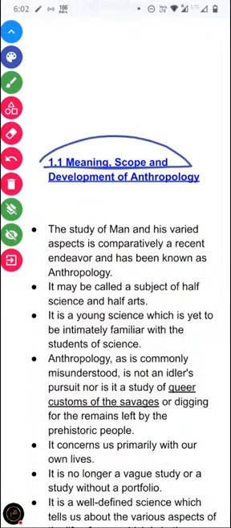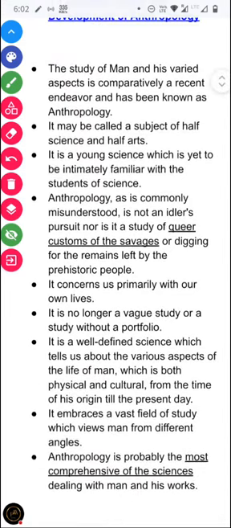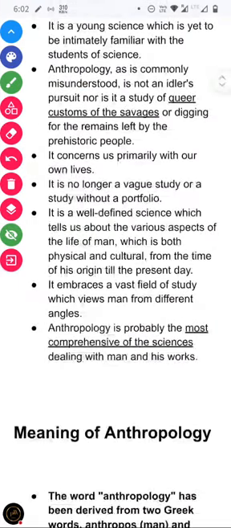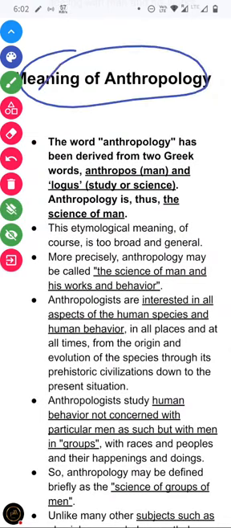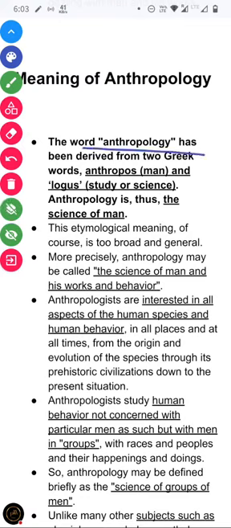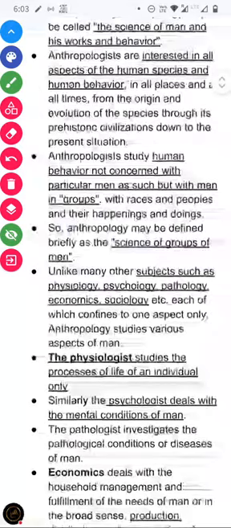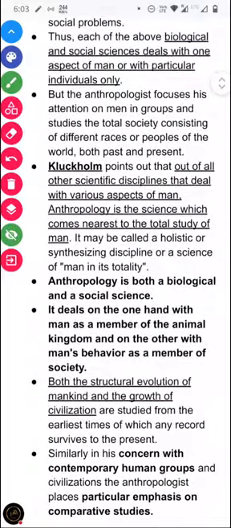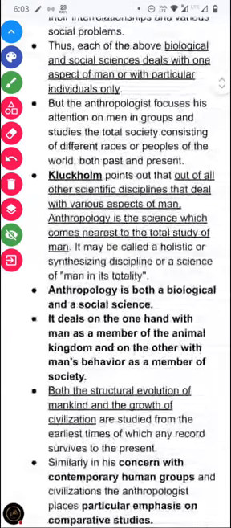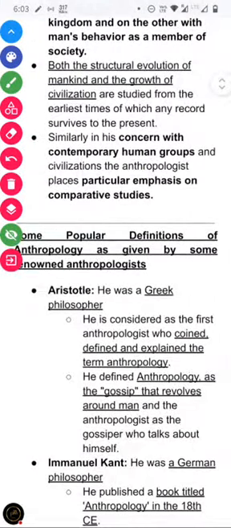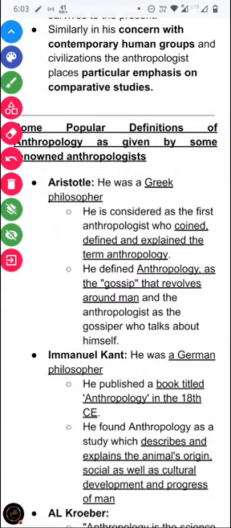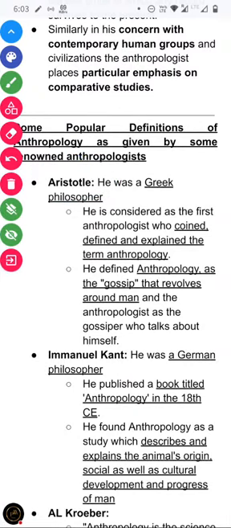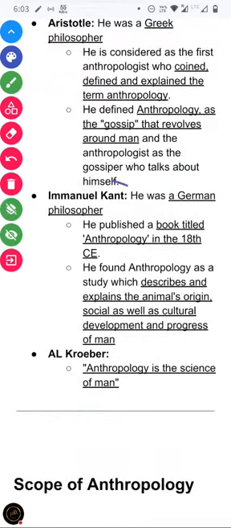Okay, here we will start meaning, scope, and development of anthropology. This is the description of this chapter, so read it from here: the meaning of anthropology. Anthropology has been derived from the Greek words anthropos, meaning man, and logos, meaning study, so the study of man. Here you can find the meaning of anthropology, that is, what anthropology is, and names of anthropologists, such as Clark, who gave a definition of anthropology. These are popular definitions given by anthropologists: Aristotle, what Aristotle says about anthropology, and Immanuel Kant and A.L. Kroeber. So you can remember these.